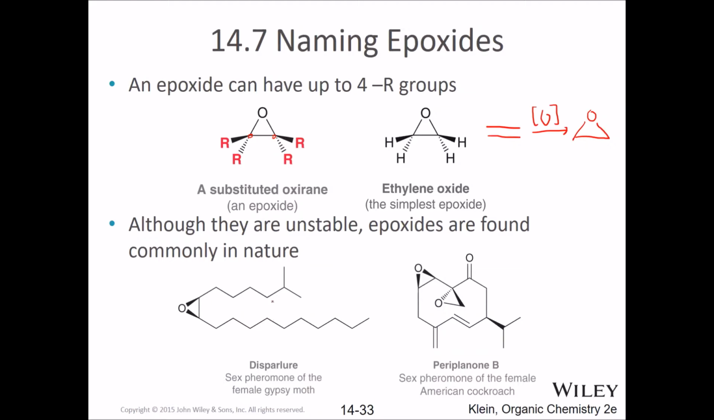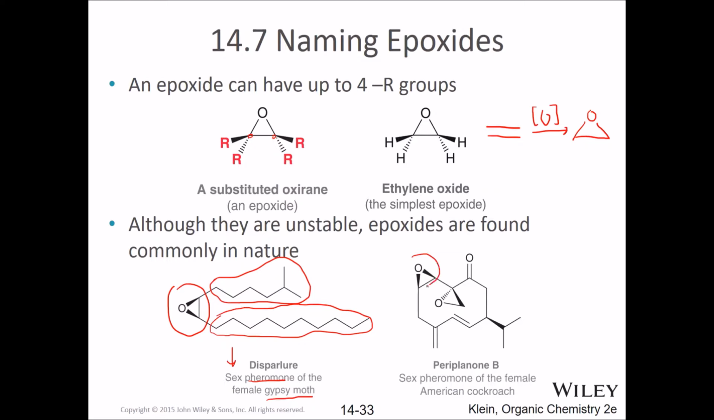Real interesting. So here's an epoxide. It's got 2 alkyl groups on it. There's one alkyl group, and there's the other alkyl group. Can you see that? And this is a pheromone for the gypsy moth. It's a sex pheromone of a female gypsy moth specifically, and you know the reputation of female gypsy moths. I don't think I need to say anything more about that.